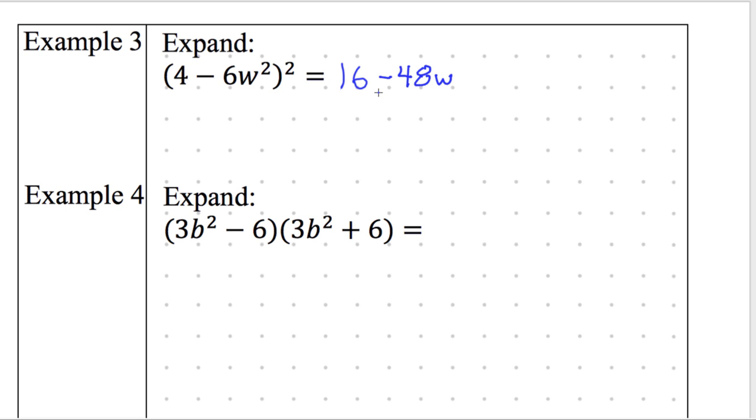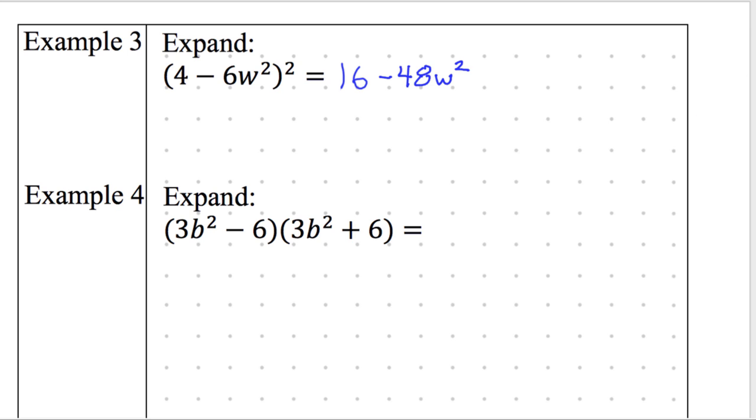Negative 48w, like that? Yeah. Steph, do you agree with that? I don't know either. Eva? Is it negative 48w squared? Is it negative 48w squared like that? I don't know. We all have to come to a conclusion. We all have to agree on it. That's a good question. Come on, someone help us out.